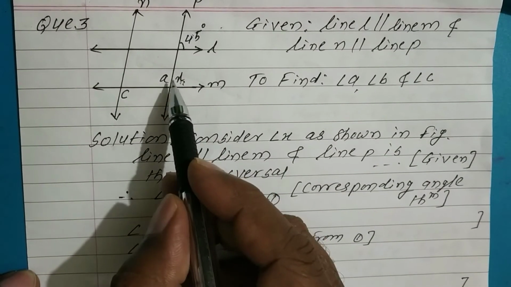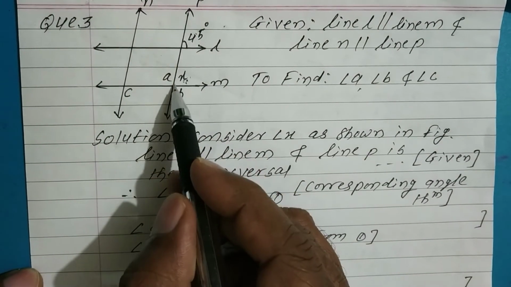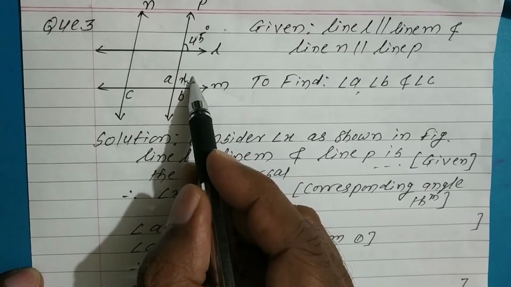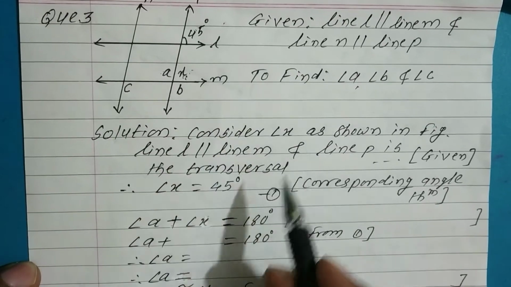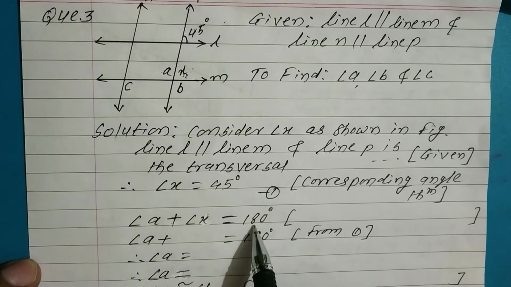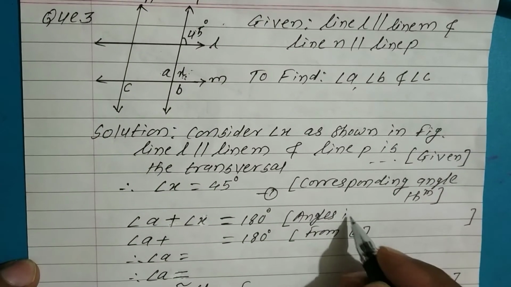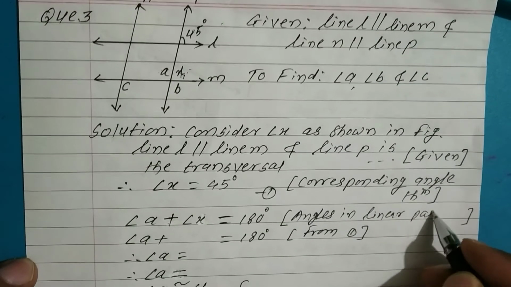Again from the figure, angle A and angle X, these two angles are linear pair angles and their sum is 180 degree. Hence I write here angle A plus angle X is equal to 180 degree. Angles in linear pair.